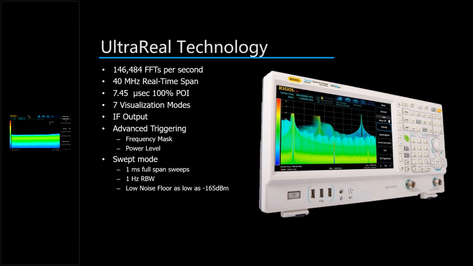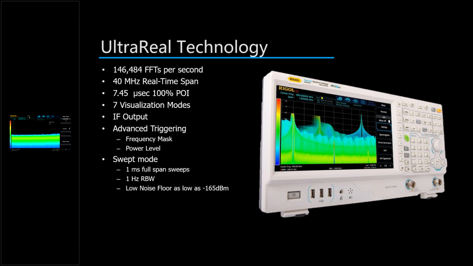So UltraReal technology exists in our RSA 3000 and 5000 series instruments, and really a couple key factors that this enables that makes it possible to use in this way. We're able to do up to 146,000 FFTs per second. We'll see why that's important in a minute when we hit a couple of key specs. We can view up to 40 megahertz in real time across the screen. We have what's called a 100% POI, or probability of intercept, that's down as low as 7.45 microseconds. And we're going to talk for a minute about why that's important too.